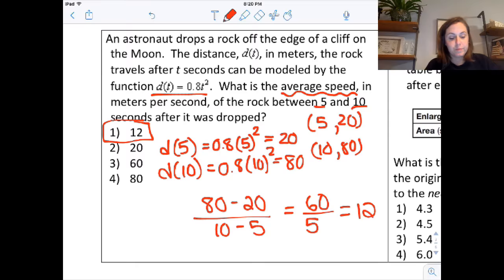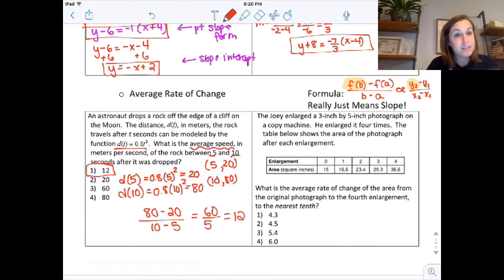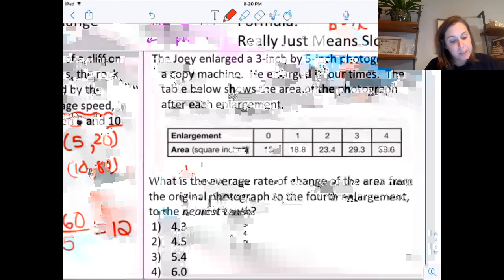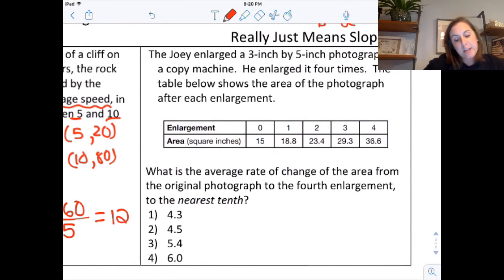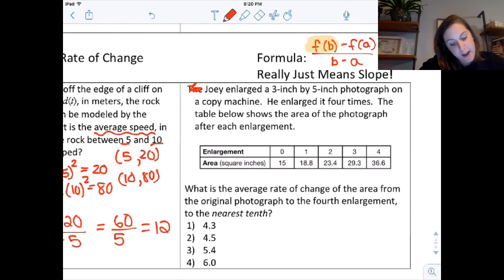Next one. Joey enlarged a 3-inch by 5-inch photograph on a copy machine. He enlarged it 4 times. There shouldn't be a "the" there. Joey's just a person. The table below shows the area of the photograph after each enlargement. What is the average rate of change of the area from the original photograph, that would be this one, to the 4th enlargement, that would be this one, to the nearest 10th.